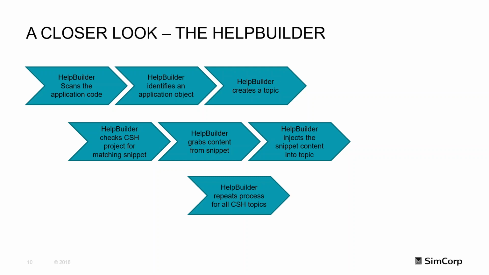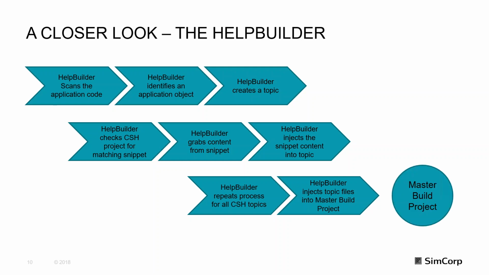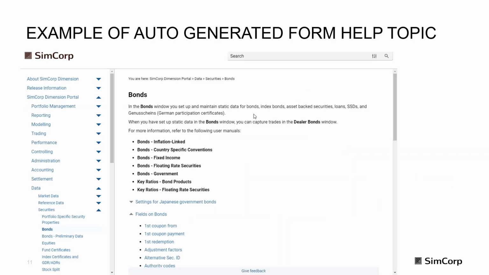And it will repeat this process for all CSH topics created. And then it will inject all these topic files into the master build project. And as we said, it's 450,000 HTML files that are generated, and it takes about 15 to 20 minutes. And here's an example of an auto-generated form help topic or window help topic. So this is the bonds window help.